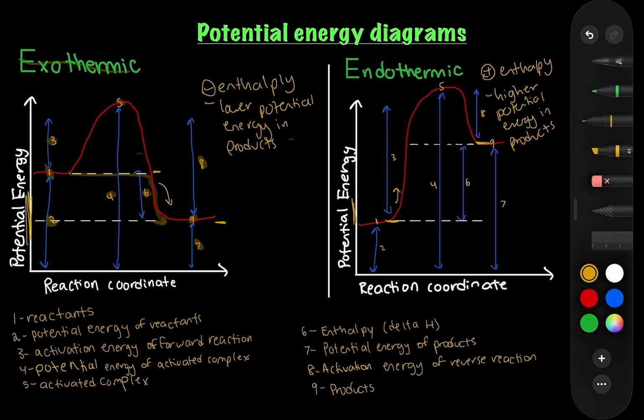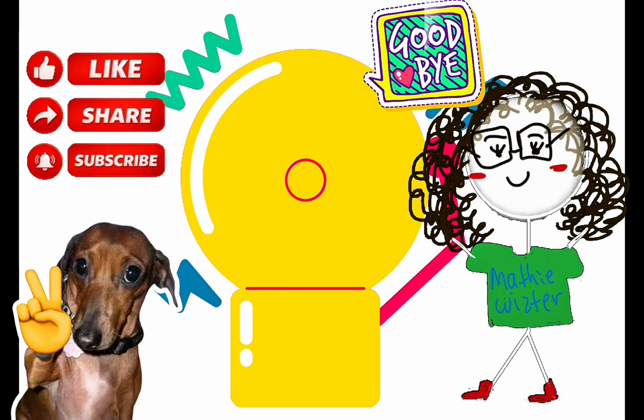Then vice versa, the activation energy of the reverse reaction is the energy that you need to start the chemical reaction in the reverse direction. So you're going from right to left, from the products to the reactants. And last but not least, the enthalpy change is different depending on if it's an exothermic reaction or an endothermic reaction. So you have to always remember that an exothermic reaction is releasing heat, so we're actually losing potential energy. That's why it's lower in the products. And then in an endothermic reaction, you're absorbing energy, so that's why it's higher in the products.